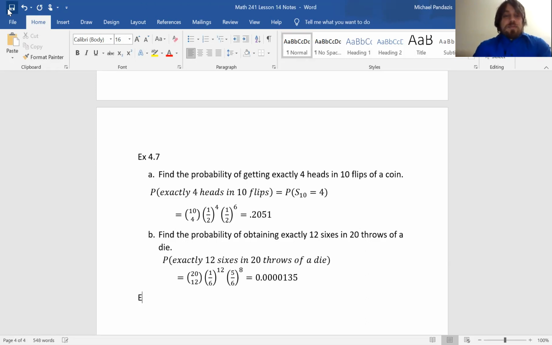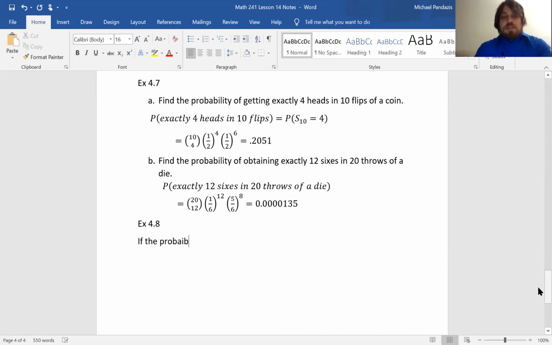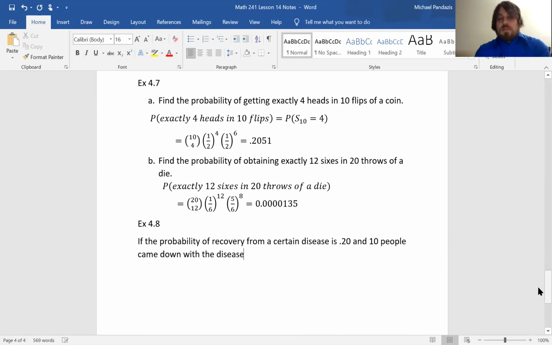Okay, so example 4.8. If the probability of recovery from a certain disease is 0.20 and 10 people came down with the disease, what is the probability that at most 3 of them will recover?